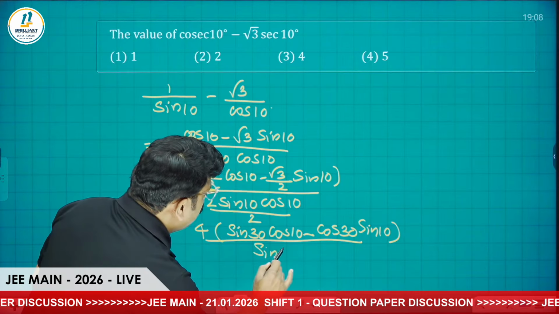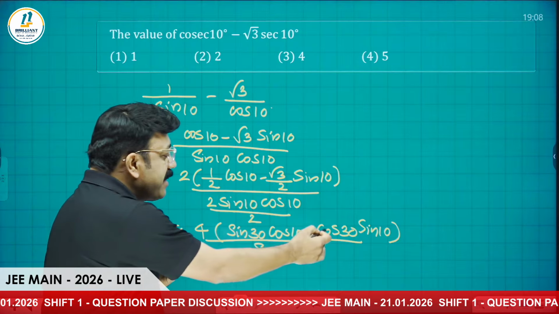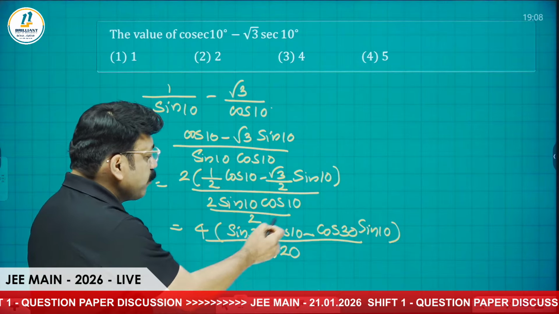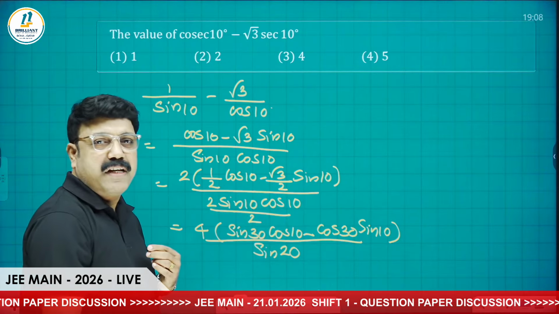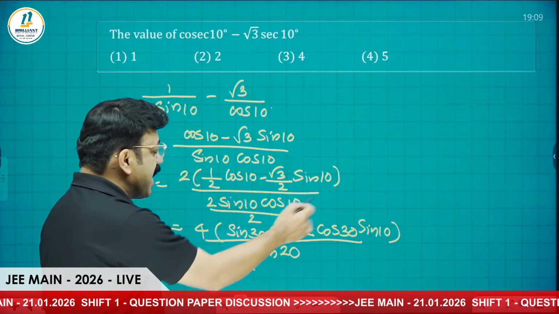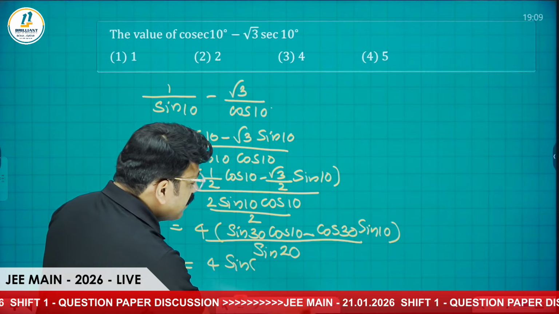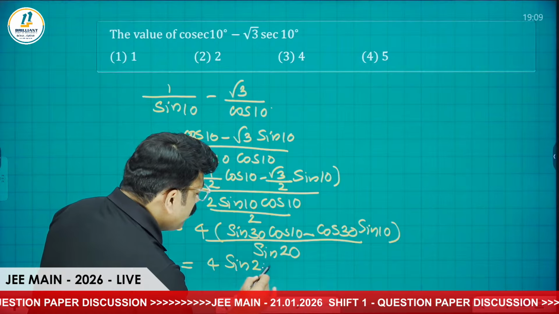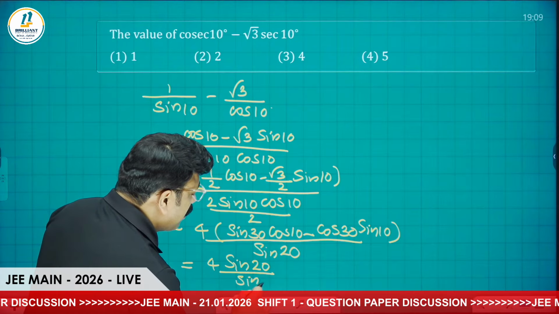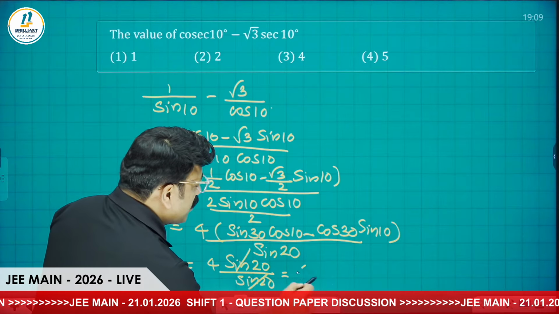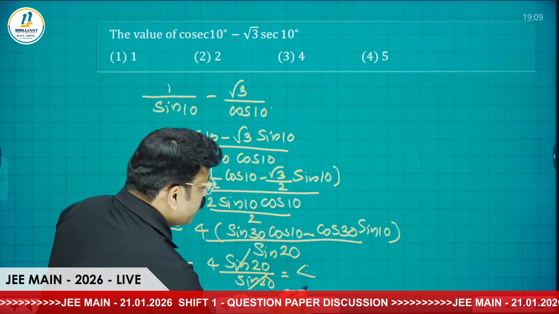So this is the formula sine A cos B minus cos A sin B, which is directly equal to sin (A minus B). So sin (30 minus 10), sin 20. Sin 20 by sin 20 will cancel. The answer is 4. The third option is the right answer. Very direct question, very easily you can find it.